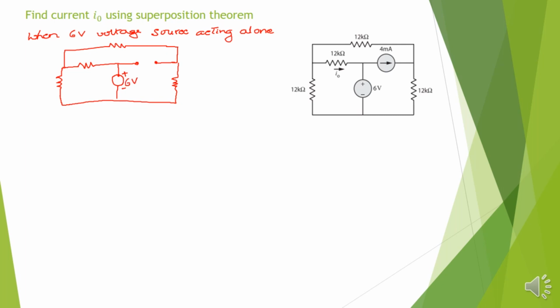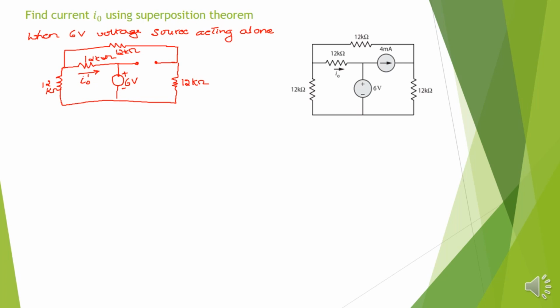So the network becomes like this: 12 kilo ohm, 12 kilo ohm, 12 kilo ohm, 12 kilo ohms. And this current, when only one source is acting, I will consider as I naught dash. Now I need to find what is the current flowing here, I naught dash. So how to find this current I naught dash?